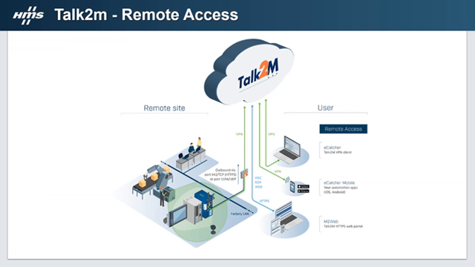On the image, you see a schematic overview of how remote access works via the Talk2M cloud. On the left side, you find your remote location, possibly thousands of kilometers away. Here, an E1 is connected to your machine network, including a PLC and an HMI in this case. On the right side, you see the different access possibilities we offer.